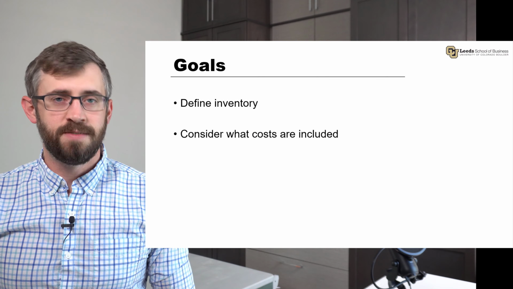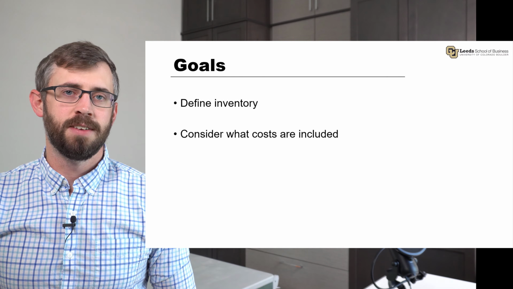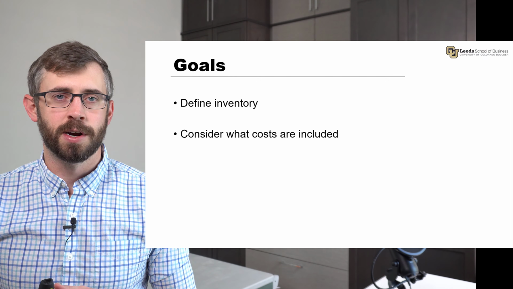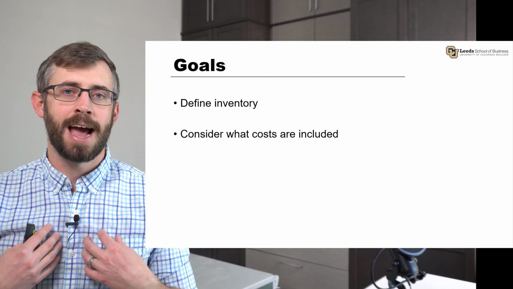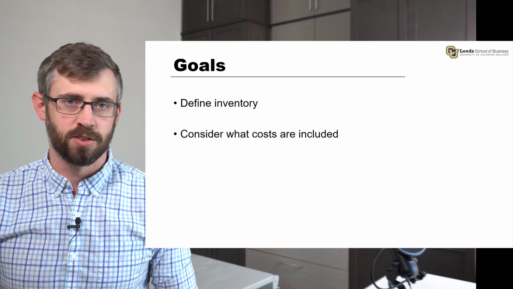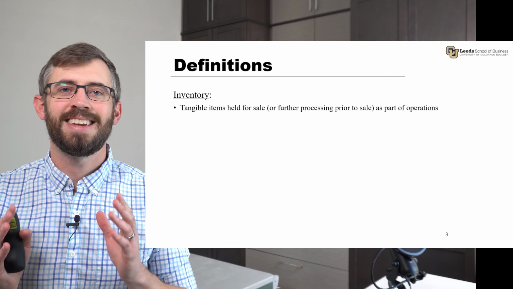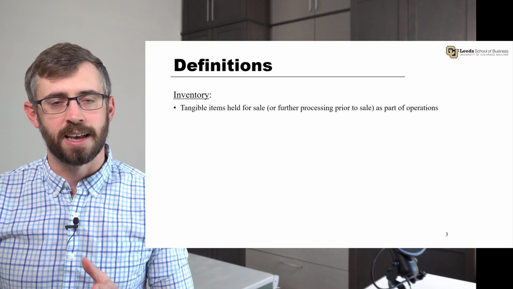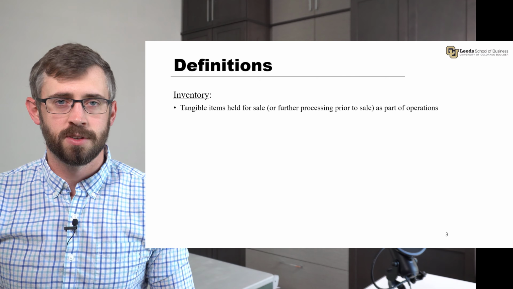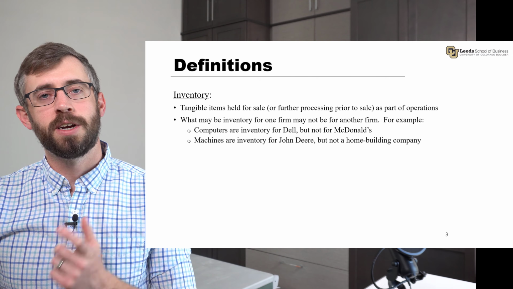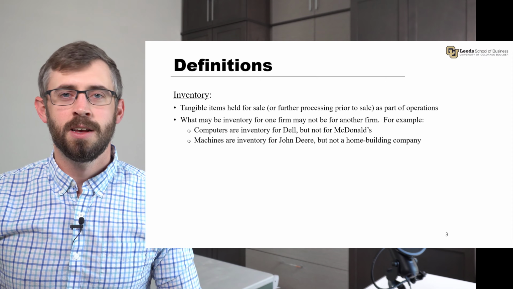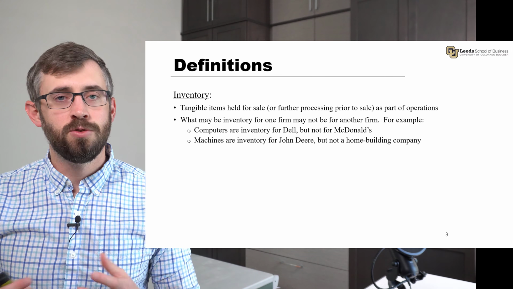So our goal for this video is to define what inventory is and think about what costs are included in inventory, and when is inventory on our books versus when is it on maybe our customers' books or our suppliers' books. So inventory is defined as tangible goods that are held for sale. So these are the goods that you sell to your customers to generate revenues. Now, whether a tangible good is inventory or not does not depend on what type of tangible good it is, but rather how the company uses that good.